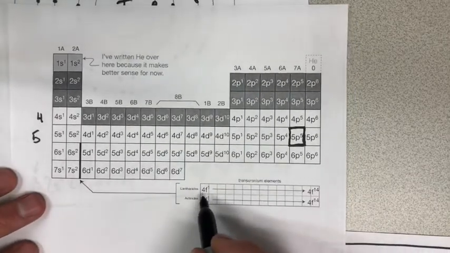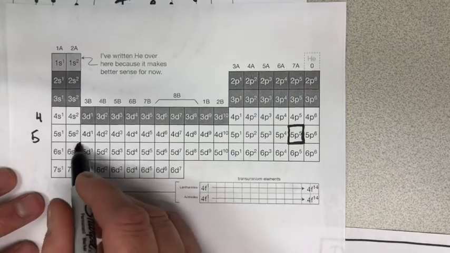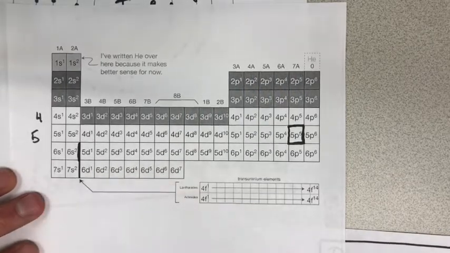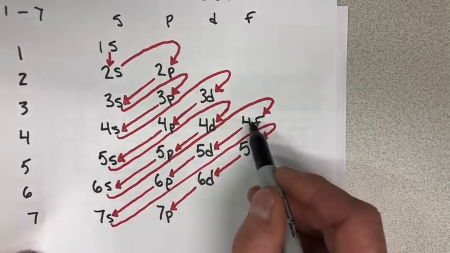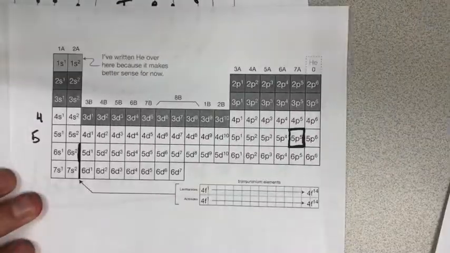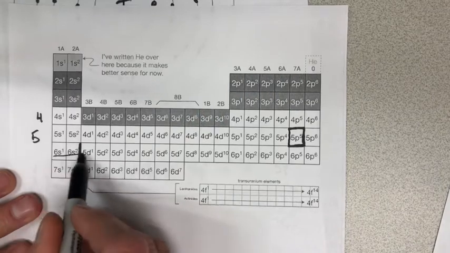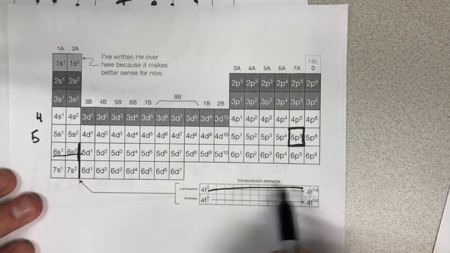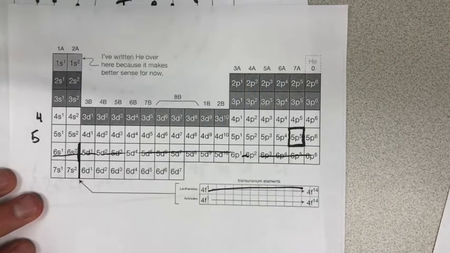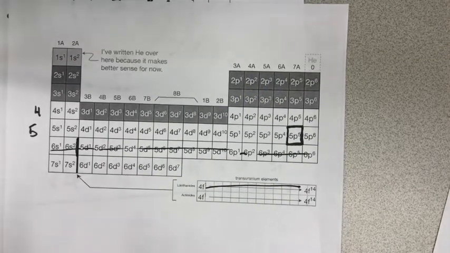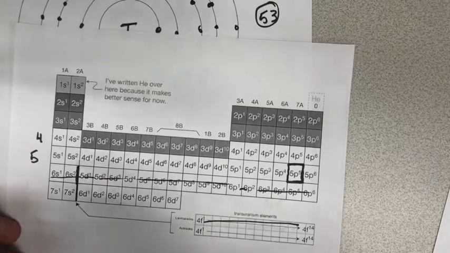Now these f orbitals, they fit in right here. That's why after 6s, we move to 4f. It drops 2 levels. Okay, so this goes from 6s to 4f to 5d to 6p. So it takes some practice, but you'll get it. It's just one of those things you gotta practice at quite a bit. Okay, hope that helps.